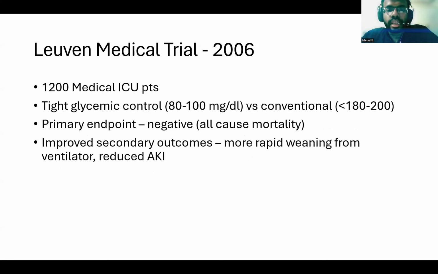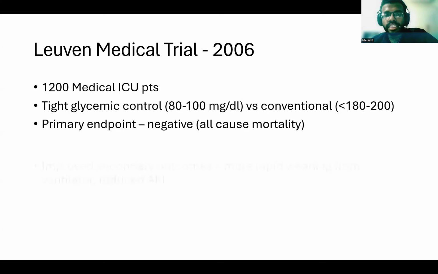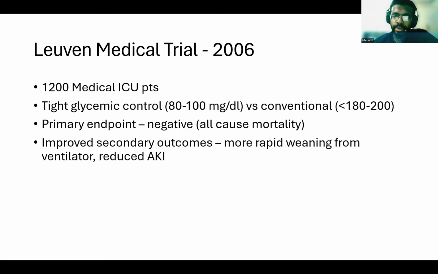But this trial again showed some improved secondary outcomes, like more rapid weaning from the ventilator and reduced AKI. So again, some outcomes which may or may not be due to chance, because the primary outcome was actually negative. But this was a partly positive trial, you can say, for tight glycemic control. This was done by the same group. So the Leuven surgical trial and the Leuven medical trial were both done by the same group.